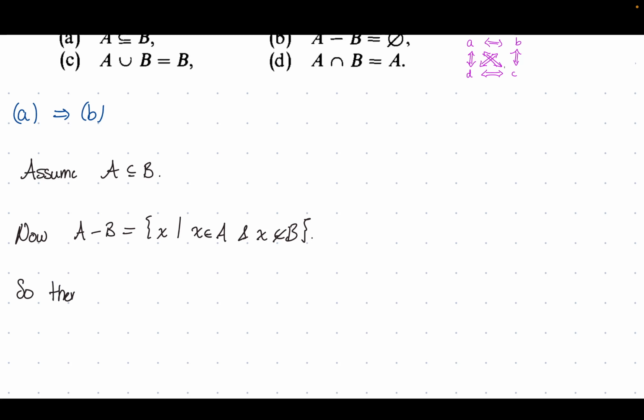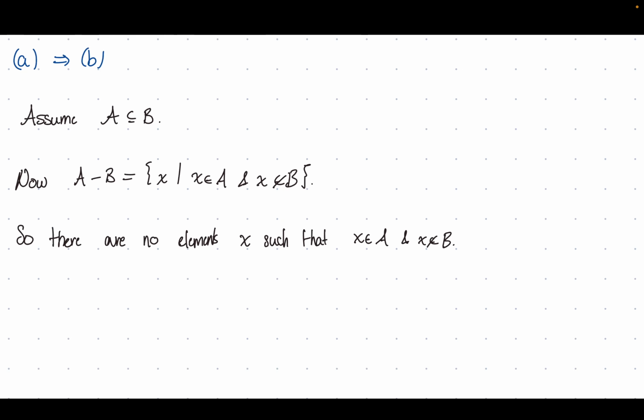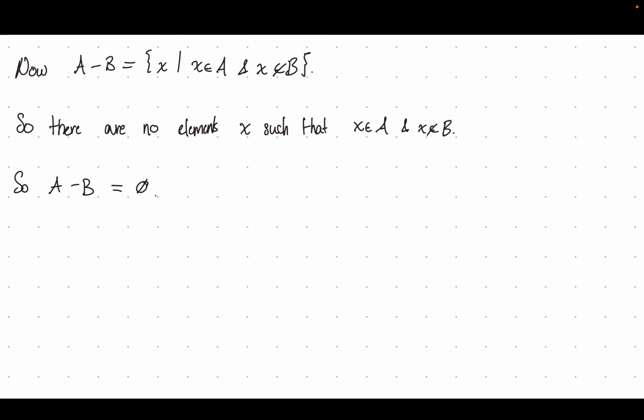So there are no elements X such that X is in A and X is not in B. So A minus B contains no elements and is thus the empty set. There we go. That's one knocked down.